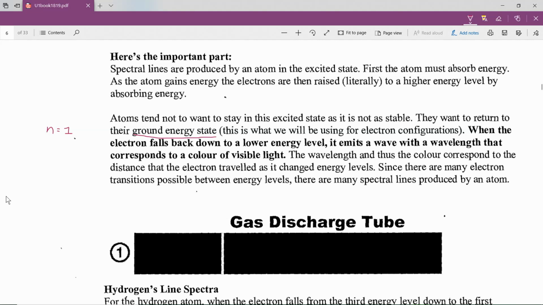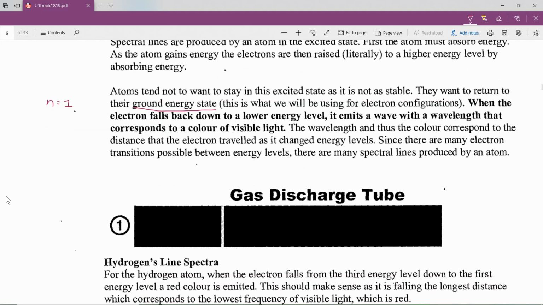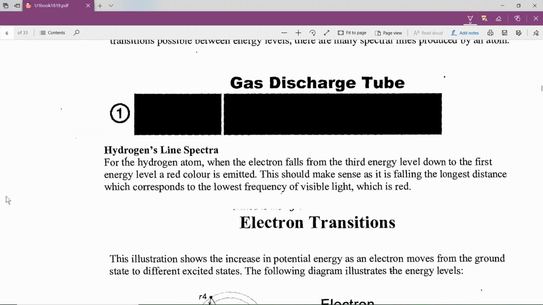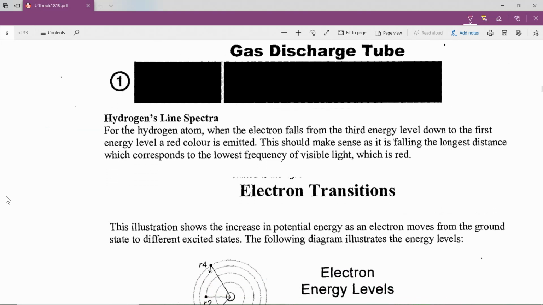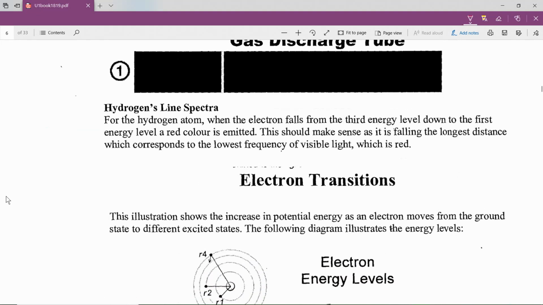Okay, so you have many spectral lines that are observed. Hydrogen, there's 4. Because this isn't a color diagram, you only see 1. Look on the net, type in hydrogen line spectra, you'll see 4. Third energy level down to the first energy level. That's not true. It's actually down to the second. That should say second. Up to the second energy level, red color is emitted. And if it's coming from a higher level, like from the 6th down to the 2nd level, then it's violet, right?